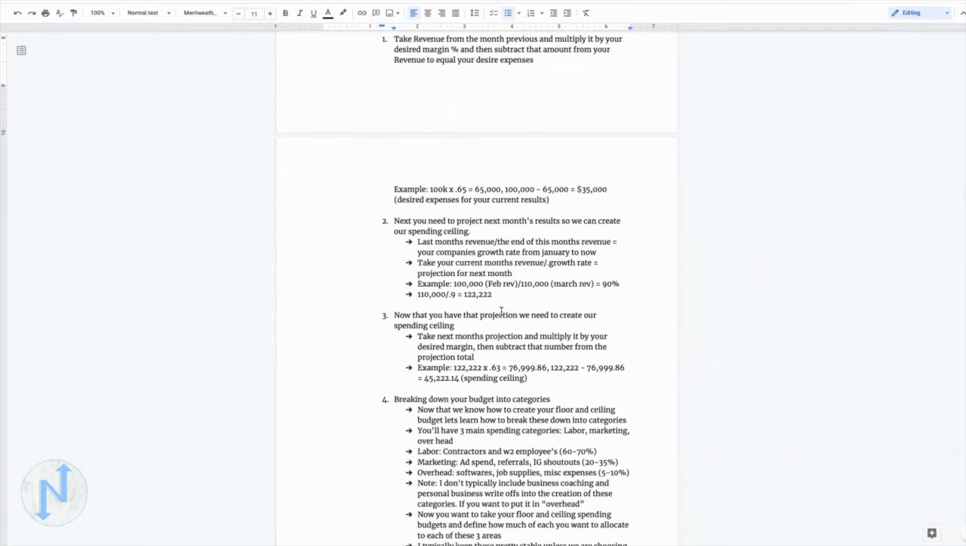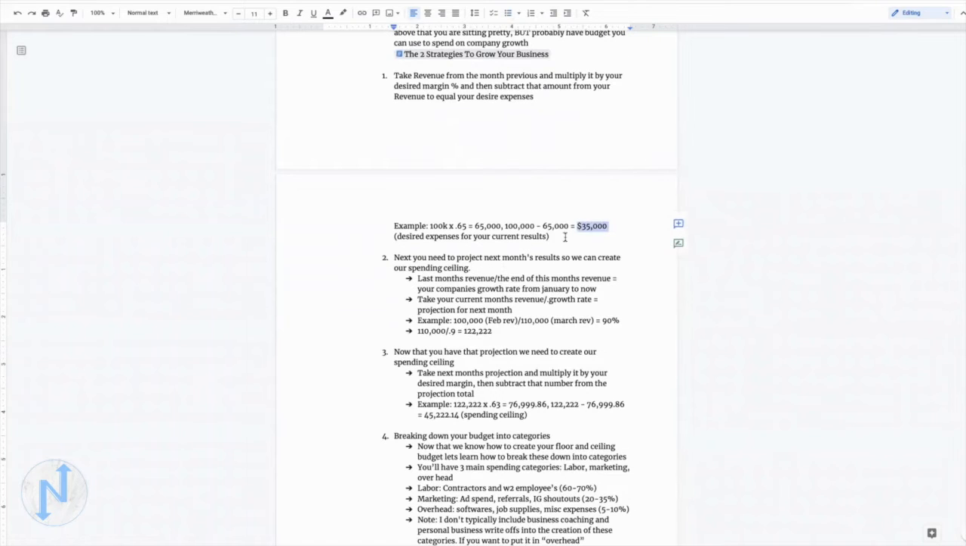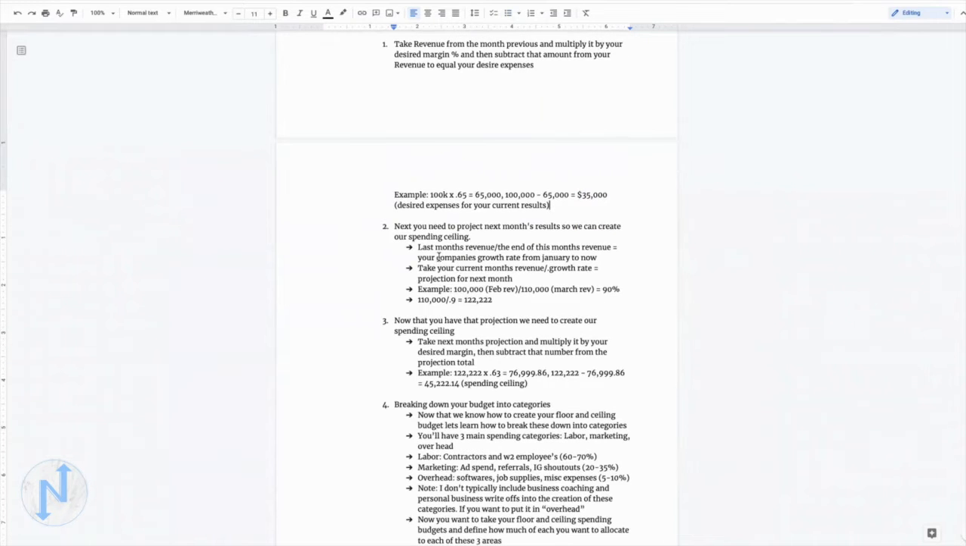So we just came up with the floor, right? So this was the floor. Now we need to come up with the ceiling. Okay. So what you're going to do here is take last month's revenue and divide it by the end of this month's revenue. Okay. So last month's revenue divided by the end of this month's revenue.